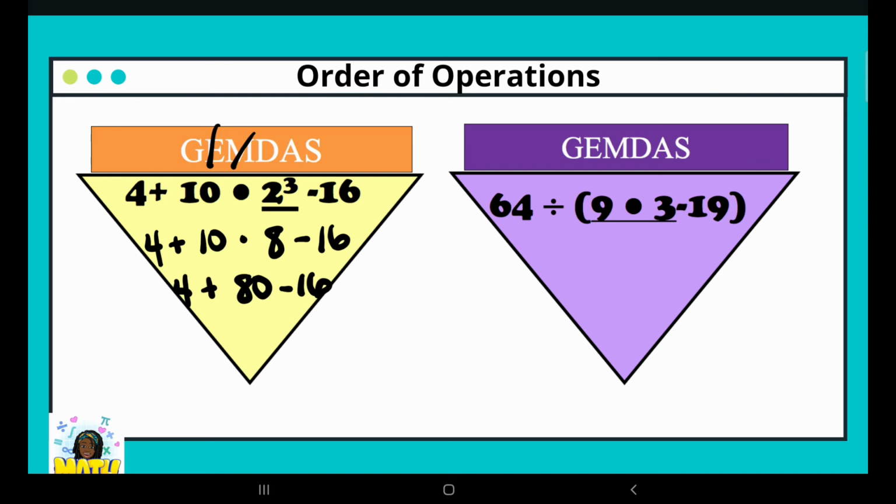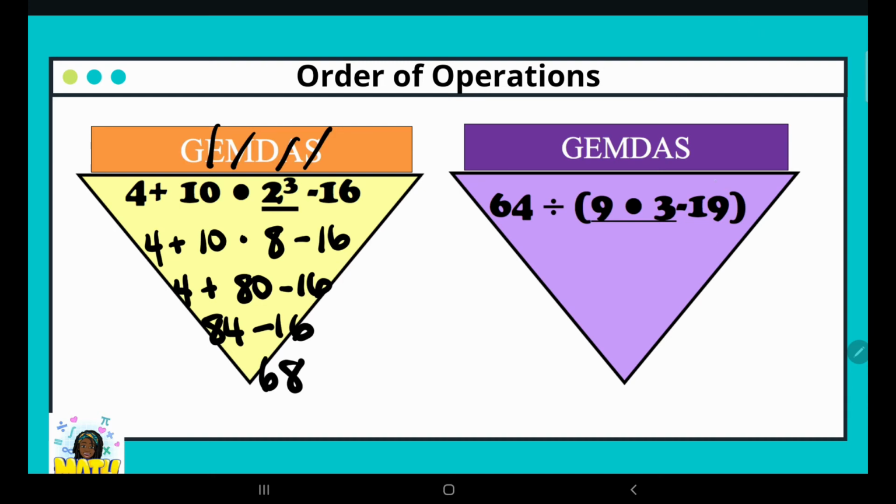Okay. Now there's no division, but we do have addition and subtraction. So we go from left to right. 4 plus 80 is 84 minus 16. And then now we have to do that subtraction. 84 minus 16 is 68. So our final answer here is 68. So we had addition and we had subtraction. Now let's take a look at the next problem.